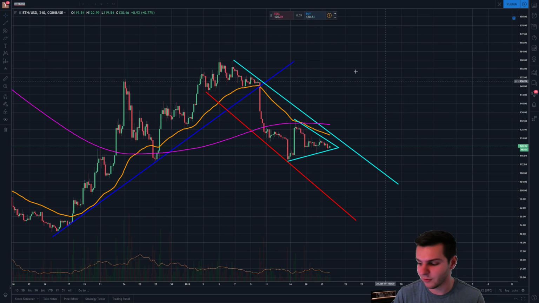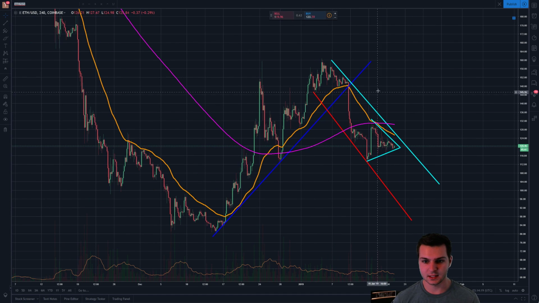So let's cover Ethereum before I go back to Bitcoin or into any altcoins. But again, the fact of the matter here is this is an extremely messy area that I don't want to touch.